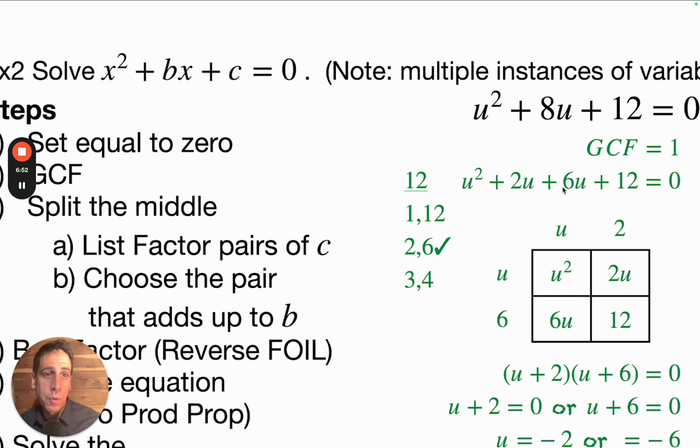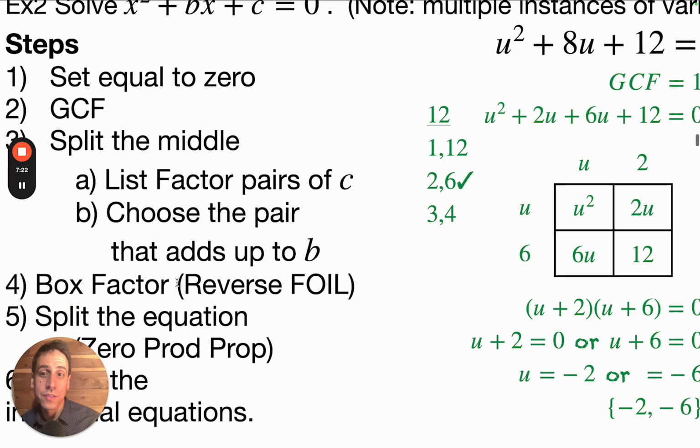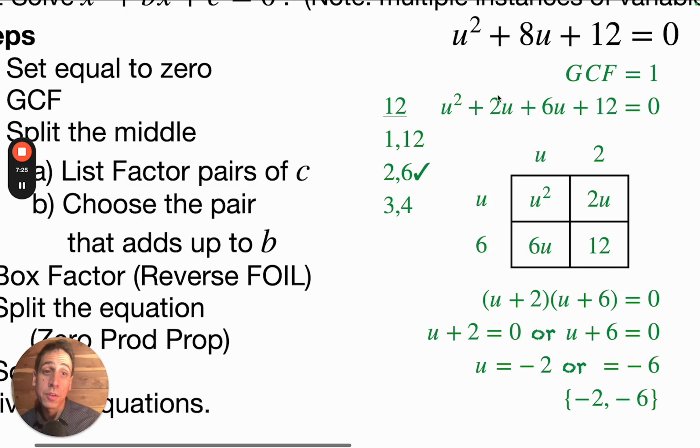So what we're going to do now to split the middle is write out the next step, and this middle term gets split. The 8u becomes 2u plus 6u. Notice if you were to combine like terms, you'd get back to the original. But it's really important that we have these terms split, because the next step is going to require 4 terms. If we had started off with an equation that had 4 terms, we'd be able to go to this next step, which is box factor. And because we don't have 4 terms, we produce 4 terms.